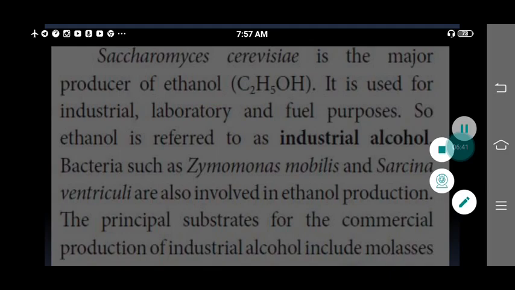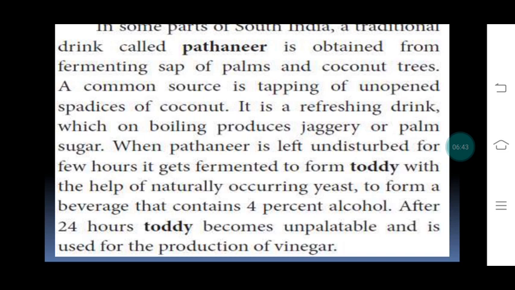Then after 24 hours, the toddy becomes unpalatable, and it is used for the production of, one mark question, vinegar. So toddy, if you keep it for 24 hours, it becomes vinegar. So first we have padanir, then toddy, and finally we get the vinegar.